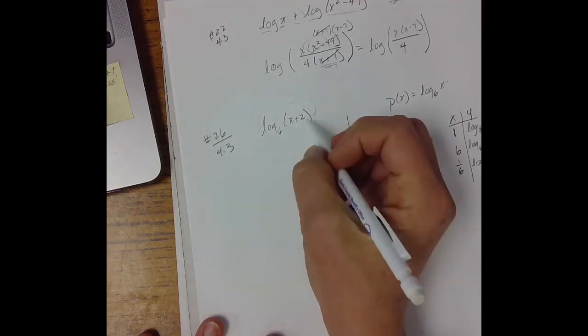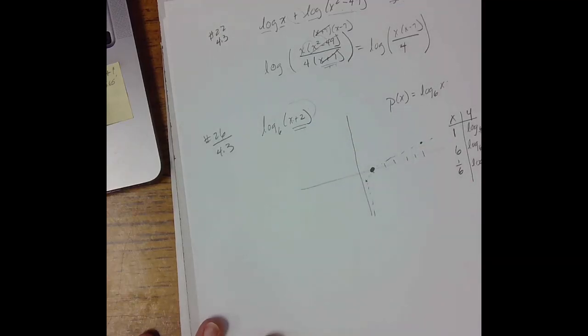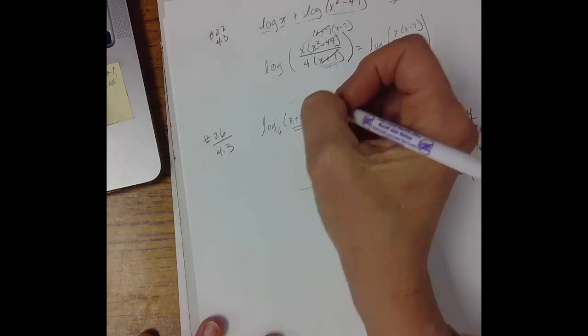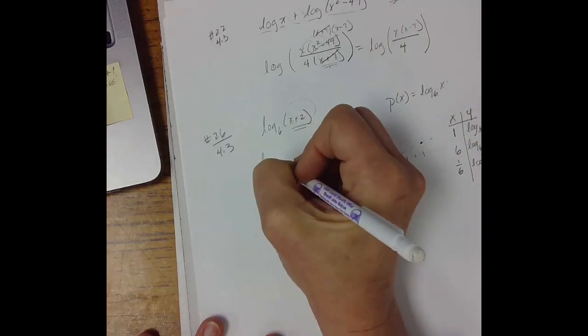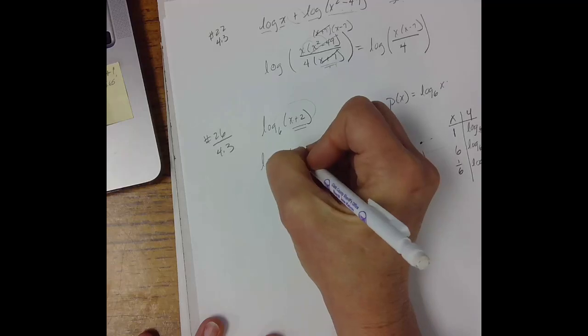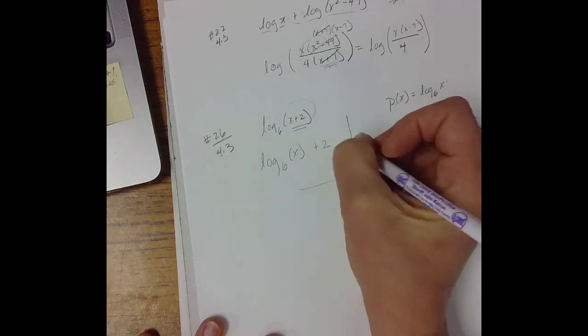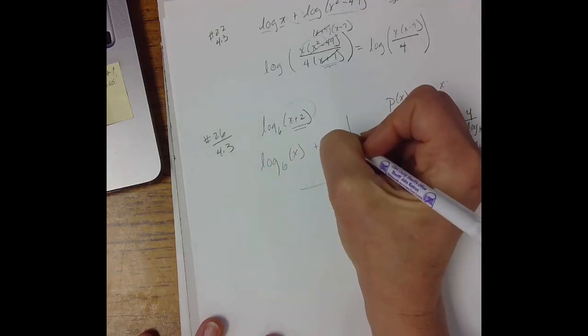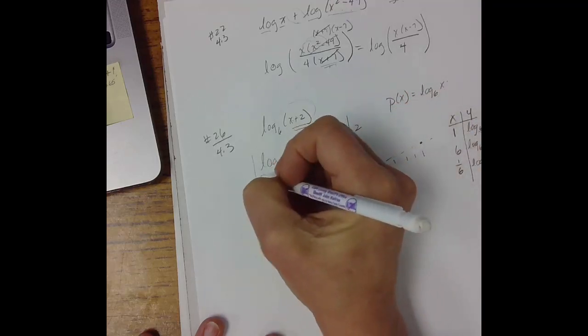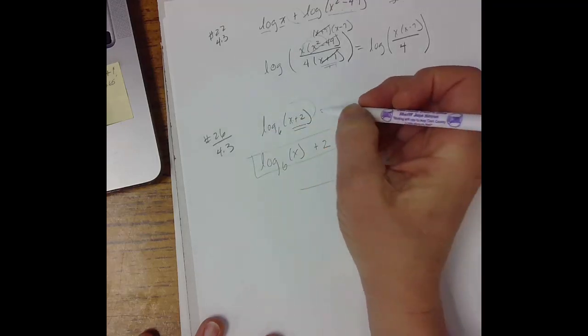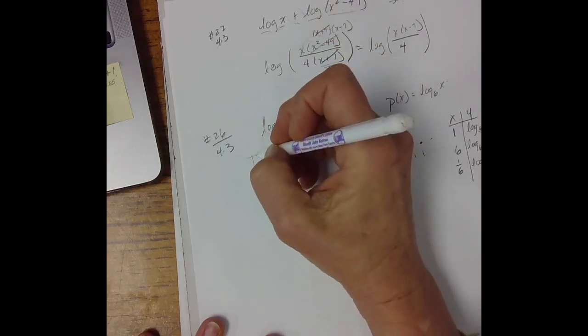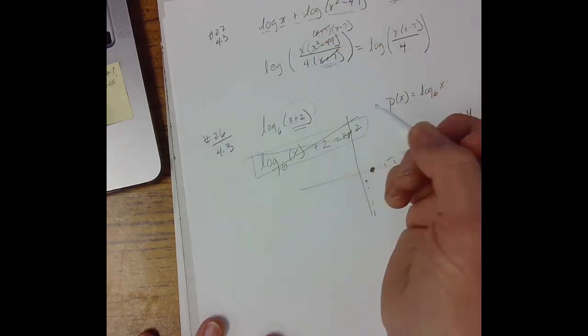what direction? Close. You're right. If you had, let me just do it, that would be log base 6 of x and then it would be plus 2. This one would be up 2. Okay, that's good, I'm glad you brought that one up. But since the 2 is within my logarithm, it's going to go left 2.